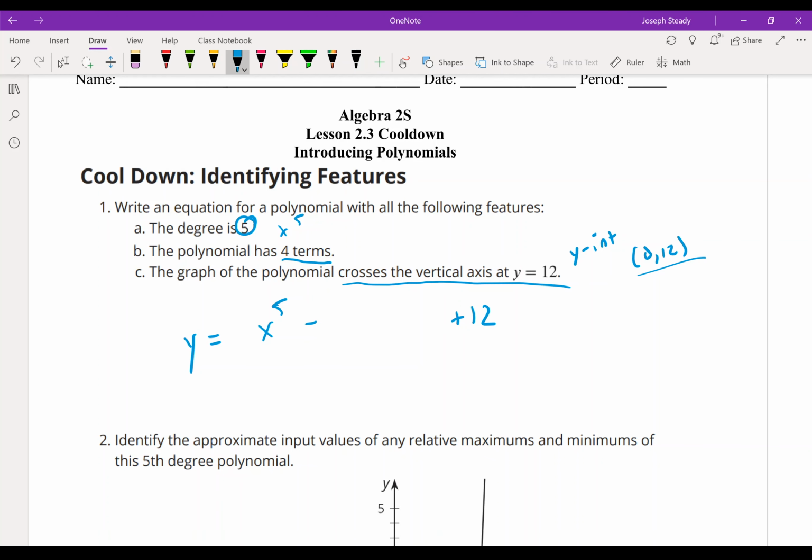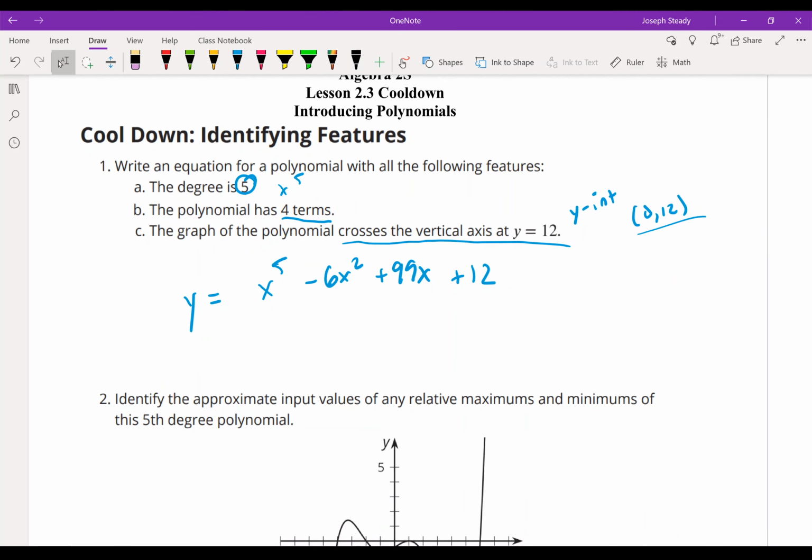x to the 5th minus 6x squared plus 99x plus 12. That'll work. You can test it out on a graphing calculator or Desmos. Lots of other options there, but that'll work.